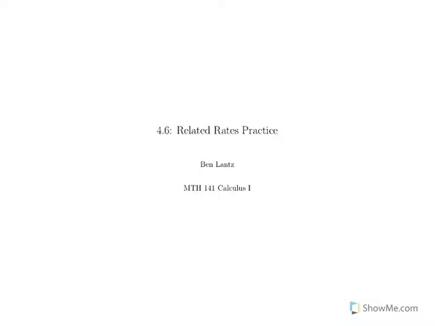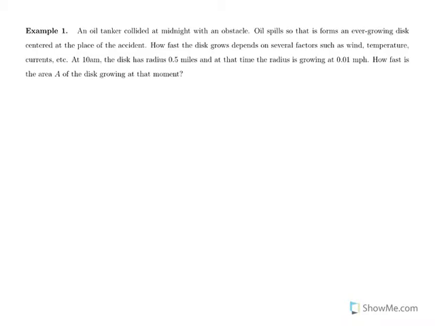In this video, we're going to do some practice problems related to related rates problems. So our first example: an oil tanker collided at midnight with an obstacle. Oil spills from that tanker so that it forms an ever-growing disk centered at the place of the accident. How fast the disk grows depends on several factors such as wind, temperature, currents, etc. At 10 a.m., the radius has measured 0.5 miles, and at the time the radius is growing at 0.01 miles per hour. How fast is the area of the disk growing at that moment?